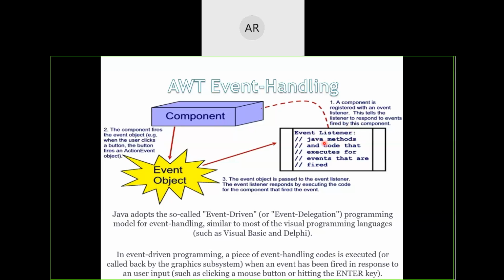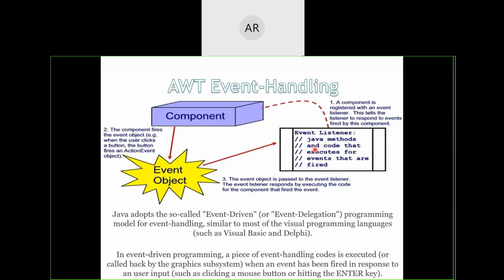Now this is an interface, so it will contain a list of methods which can get evaluated whenever there is a change in this component. The change in the component's state is called an event. So whenever an event occurs, there is a corresponding method to be executed from the event listener.